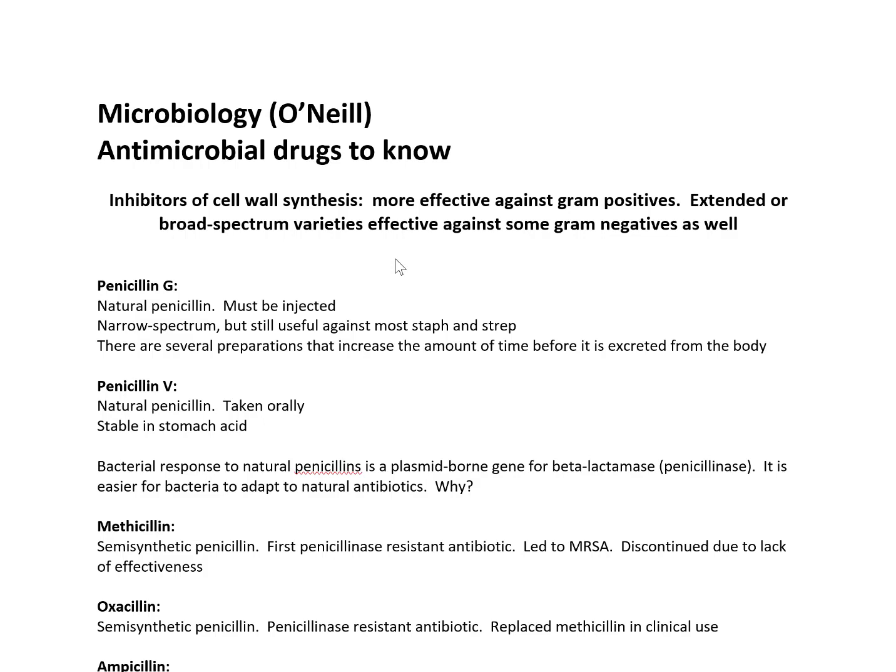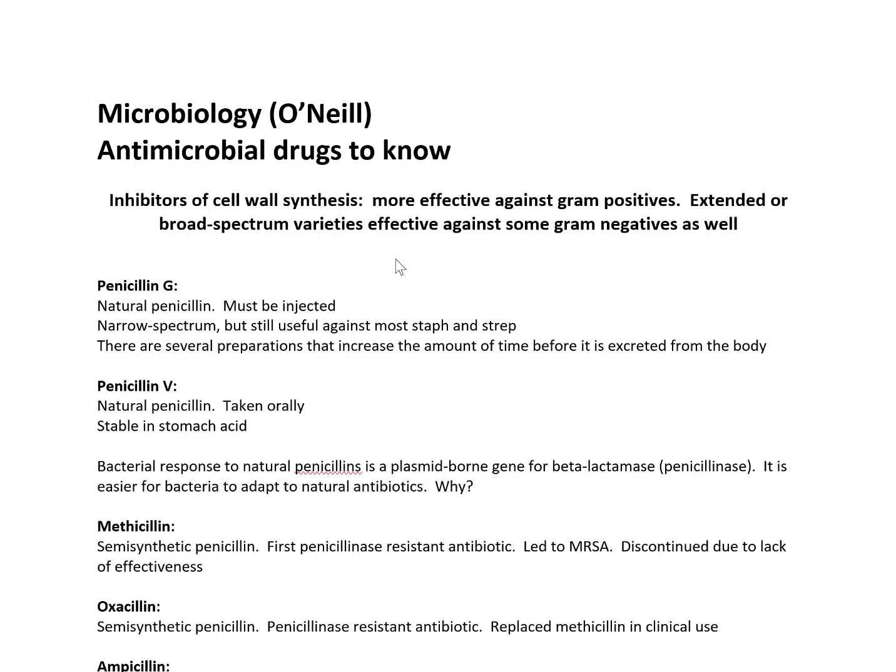Now, some drugs are even more narrow spectrum than that. They'll only affect some organisms. In the future, let's hope that we have a lot more truly narrow spectrum drugs. Right now, narrow spectrum just means only effective against half the bacteria. I mentioned there are several preparations that increase the amount of time before it's excreted from the body. Procaine penicillin and benzathine penicillin are the most common ones, but I won't ask you to know those by name.